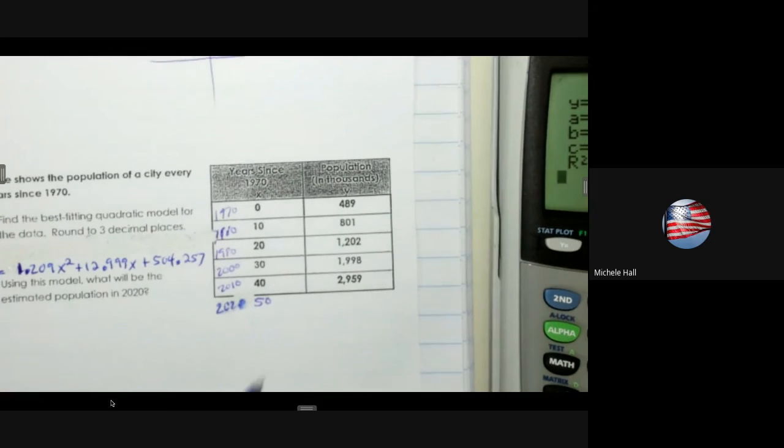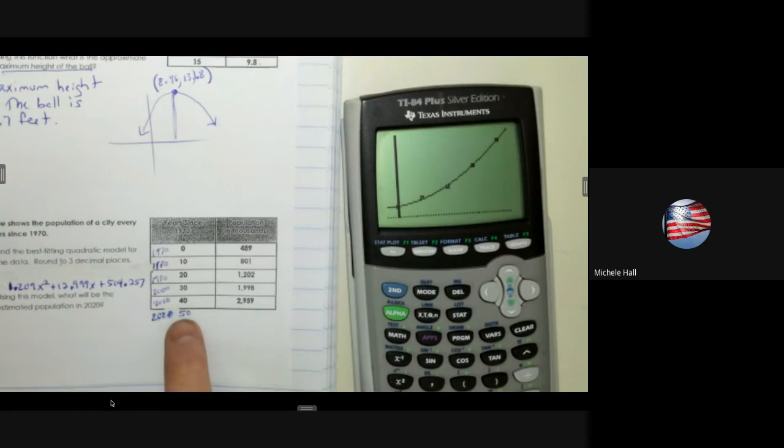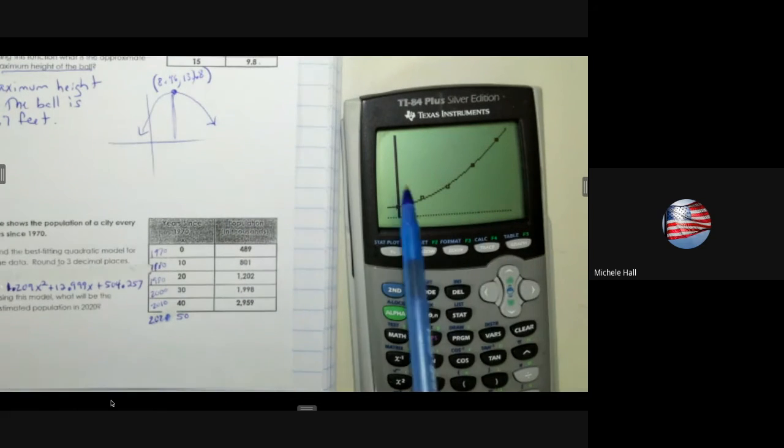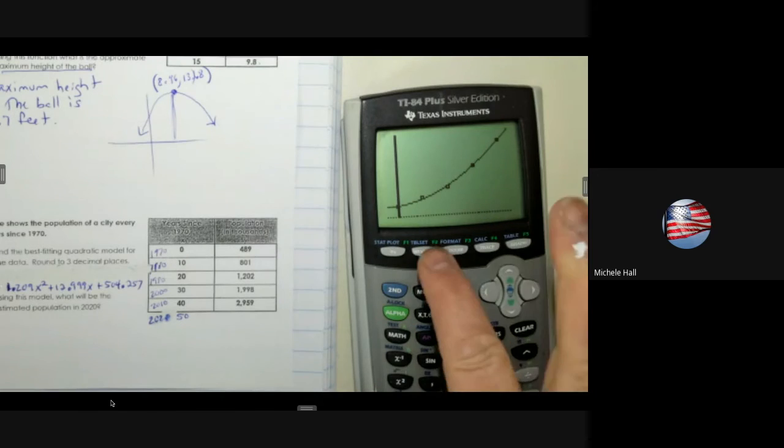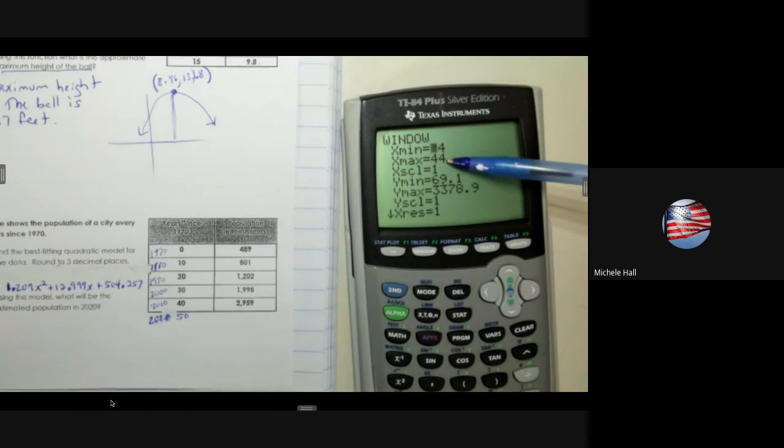Using this model, what will be the estimated population in 2020? We are looking for 50 here. We could, let's see, graph. We can see the population is going up. Now, to calculate when x is 50, it needs to be in my window range. Let's take a look at the window. Our x max, we can see, is only going up to 44.